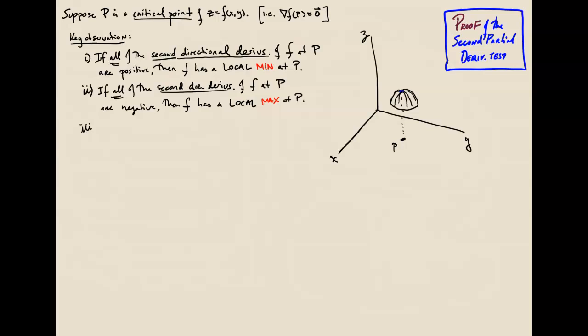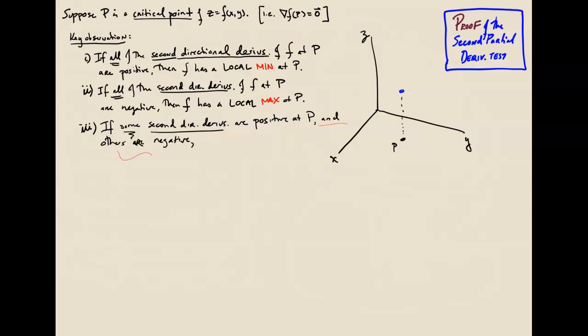There's a third observation we can make. If some of the second directional derivatives are positive at P and others are negative, then we're going to end up with a picture something like this, or some variation of it, where we have local minima in some directions and local maxima when we restrict ourselves to slices in other directions. That means we're going to have some kind of a saddle point. Then f has a saddle point at P.